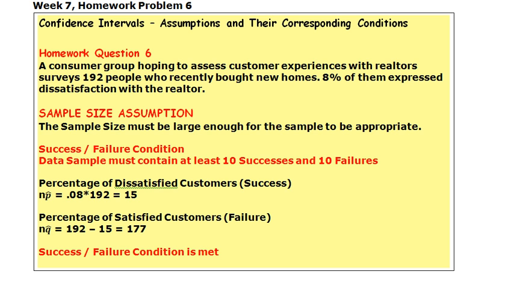In order to find the number of customers who were dissatisfied, we multiply 8% or 0.08 times 192 to get 15. So our successes qualify. And then we look at our percentage of satisfied customers. Those are our failures. We calculate our failures by subtracting 15 from 192 to get 177. So both our successes and our failures qualify. Q hat represents our failures, P hat represents our successes. So our success and failure condition is met.